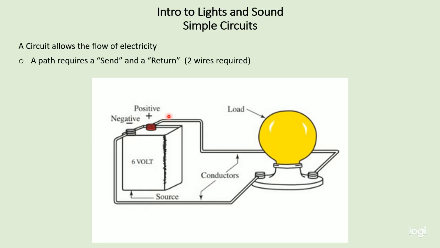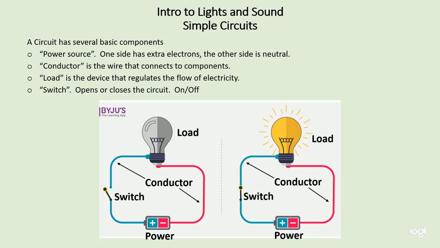We're going to send electricity out one conductor, and it'll go to a load. That load then consumes it, and then it has to have a return path. So a path has a send and a return, and any electrical circuit requires at least two wires from the power source, that send and a return.